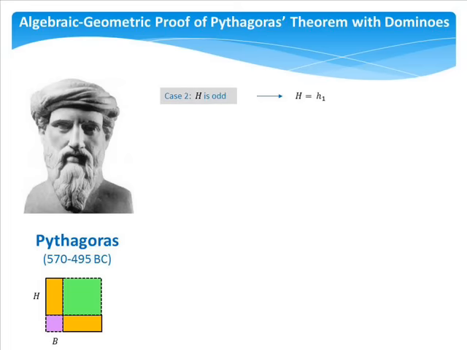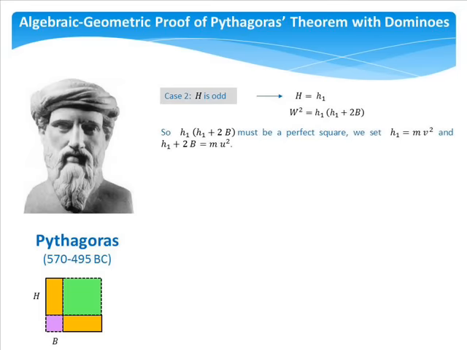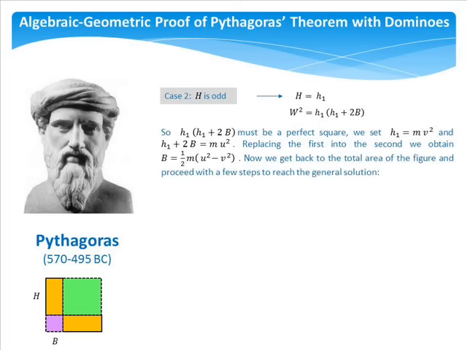In case 2, h is odd, so the square of w equals h sub 1 times h sub 1 plus 2 times b. So h sub 1 times h sub 1 plus 2 times b must be a perfect square. We set h sub 1 equals m times v squared and h sub 1 plus 2 times b equals m times u squared. Replacing the first into the second, we obtain b equals half times b times u squared minus v squared. Now we get back to the total area of the figure and proceed with a few steps to reach the general solution.